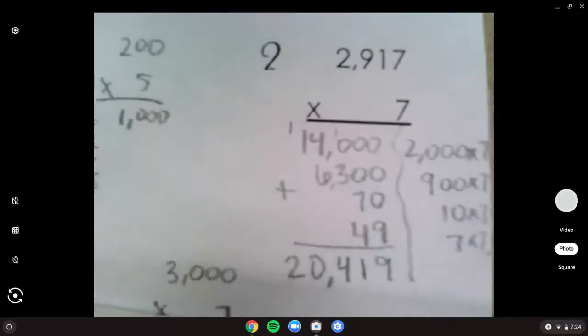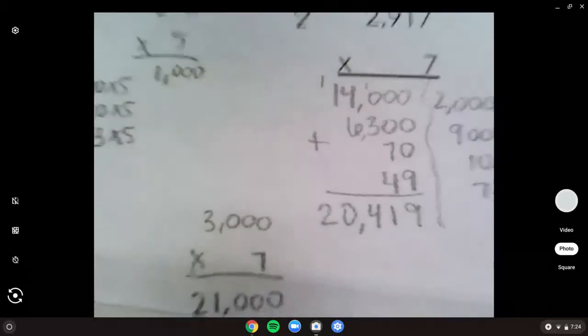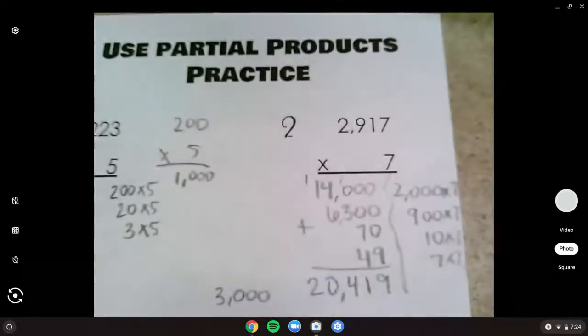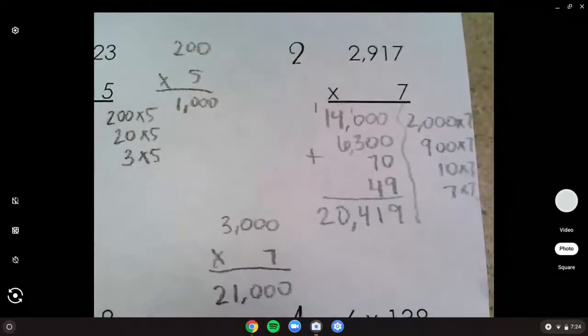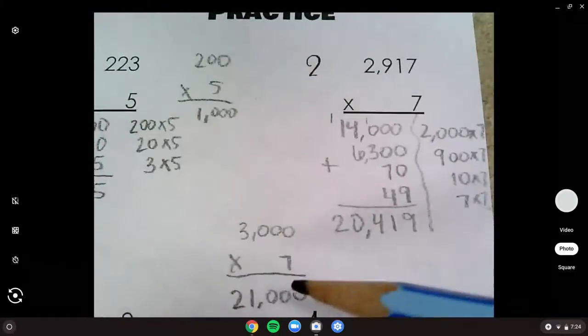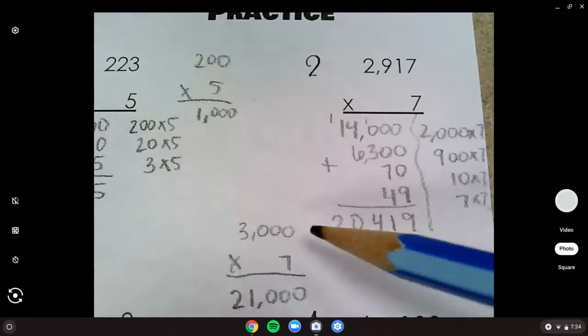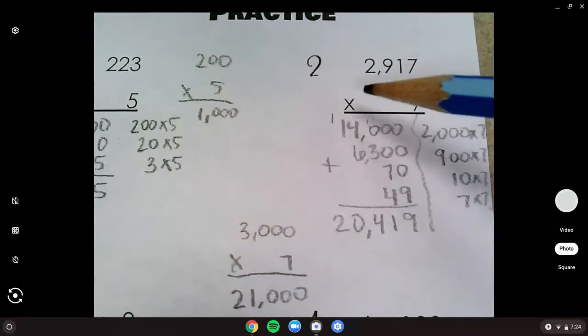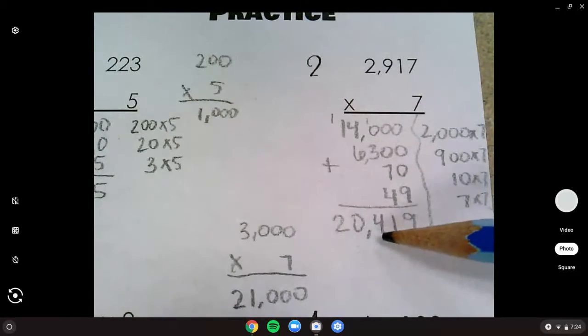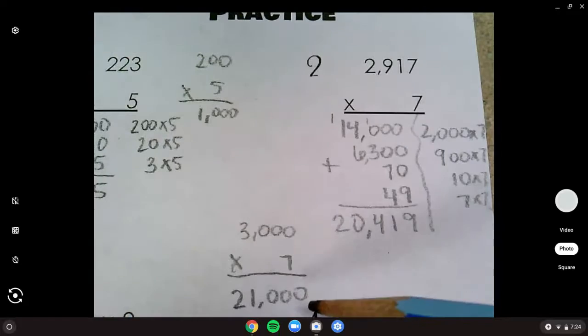Let's look at number 2. Now my work got a little crowded up in number 2, so I kind of came down here a little bit, and that's okay, as long as they're in a similar place and not like on the other side of the page, way over there, and I can't see it. So I should have gotten my product of 20,419, and my estimate was 21,000. And those are pretty close, so we know that this is reasonable.